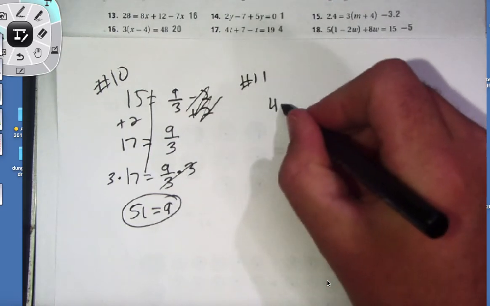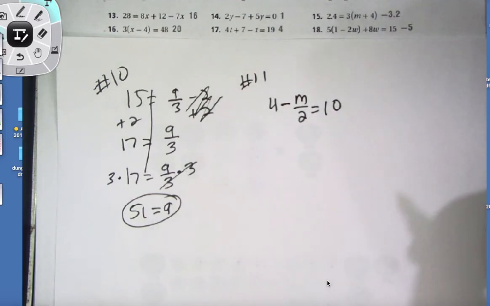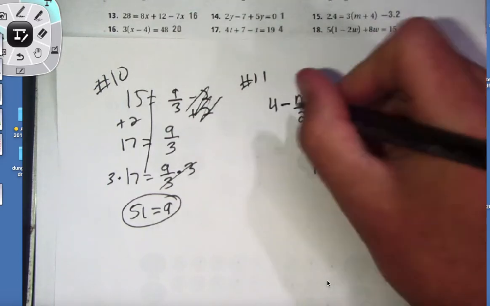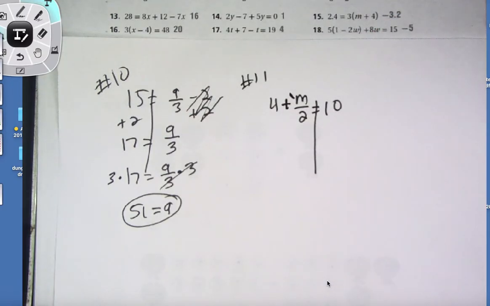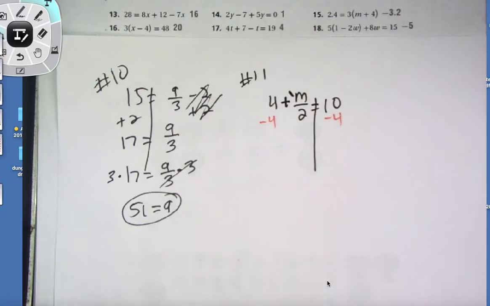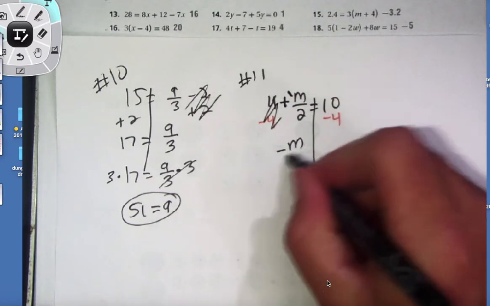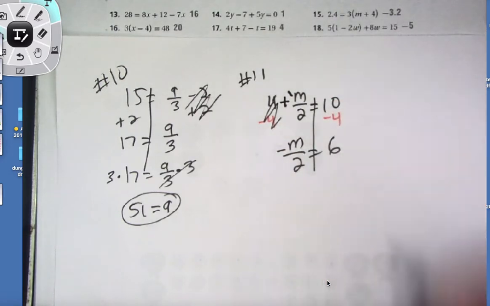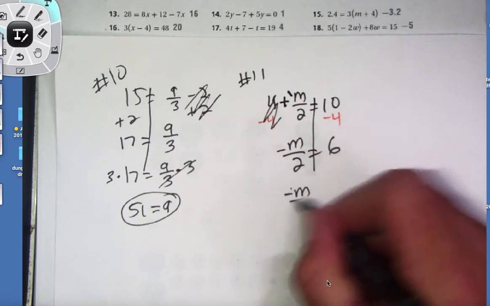It's 4 minus m over 2 equals 10. Okay. This is a plus negative, so I'm going to do that just to get my mind around it. You can see that 4 is positive, so I'm going to take away 4 from both sides. You get negative m over 2 equals 6.